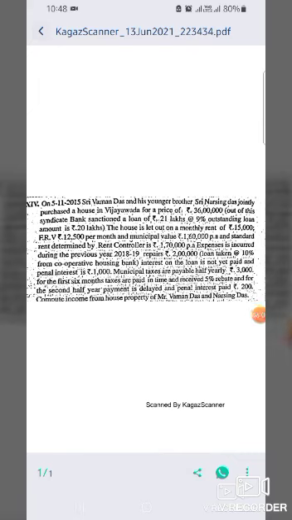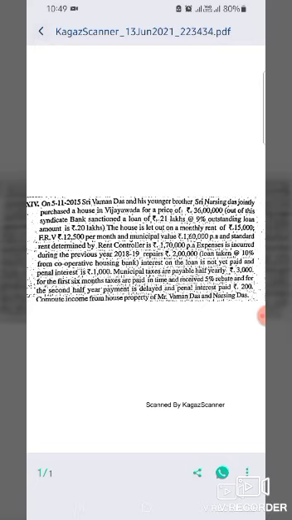Now let's see another example for calculating income from house property. On 5/11/2015, Sri Vaman Das and his younger brother Sri Narsingh Das jointly purchased a house in Vijayawada for the price of 36 lakhs. Out of this, Syndicate Bank sanctioned a loan of 21 lakhs at 9%. Outstanding loan amount is 20 lakhs. The house is let out on monthly rent of 15,000. Fair rental value is 12,500 per month and municipal rental value is 1,60,000 per annum. And standard rent determined by the rent controller is 1,70,000 per annum.